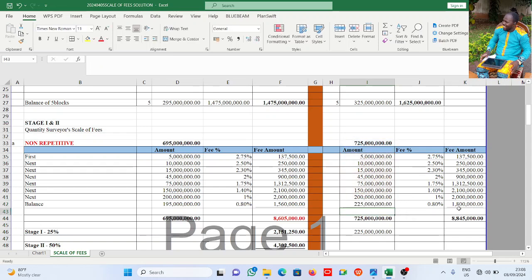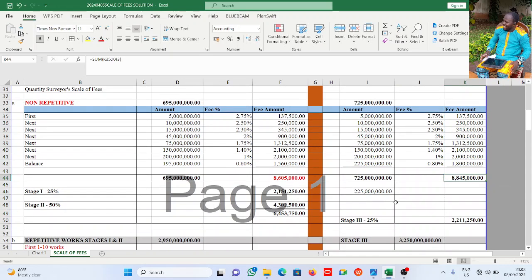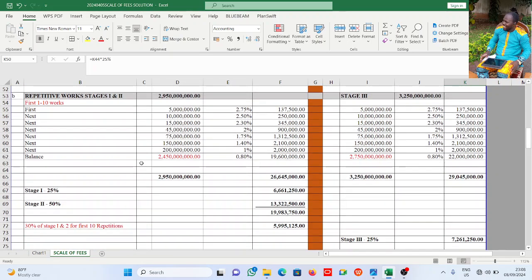225 million. 0.8 of 225 million gives us 1,800,000. If I sum everything here, now remember I said it is non-repetitive, so 25% of this gives us 2,211,250 naira. This is for non-repetitive works.